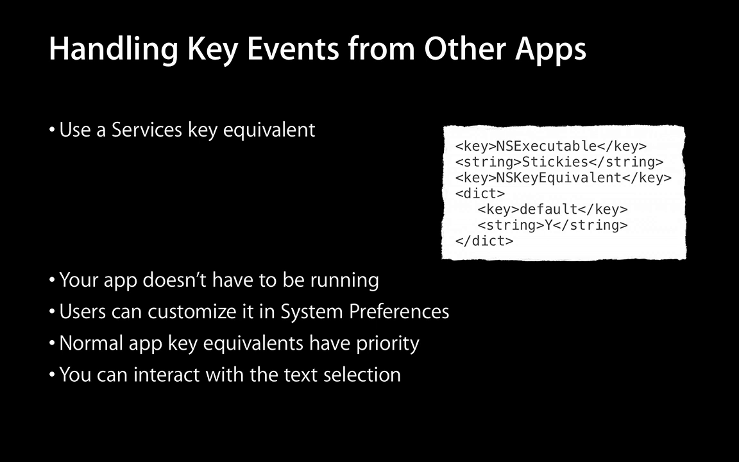It's polite because if the frontmost application also uses the key equivalent that you want, the application will win, so you won't interfere with the frontmost app. And you can also interact with the text selection. Stickies will create a new sticky with whatever text is selected. And to do this, of course, you specify the NSKeyEquivalent key in the services declaration, like we see here. And I recommend seeing my talk from last year about services for more information.